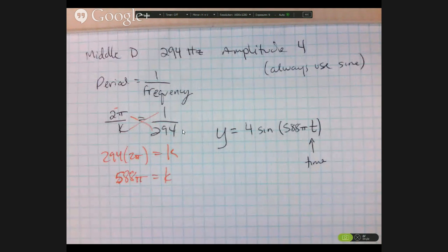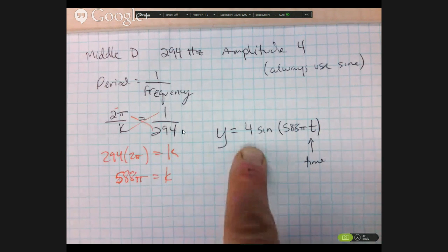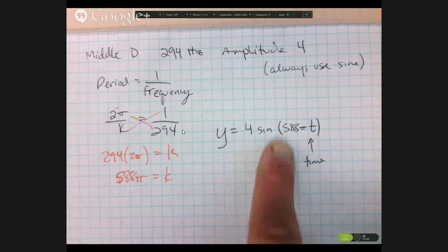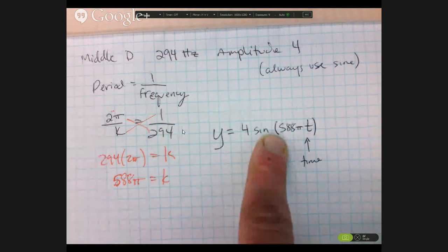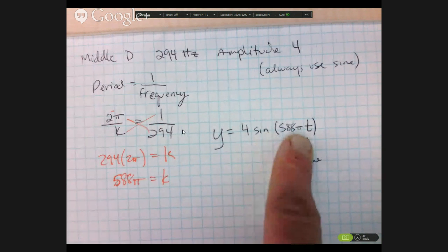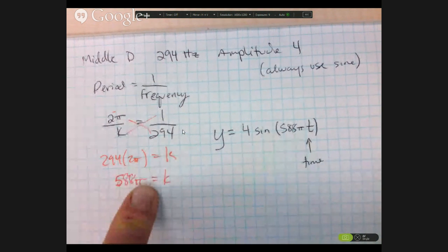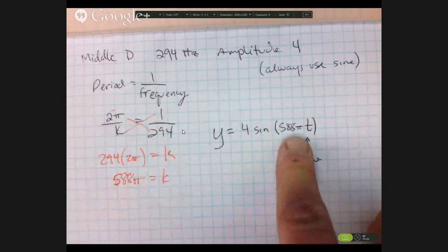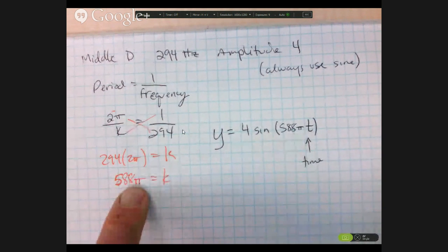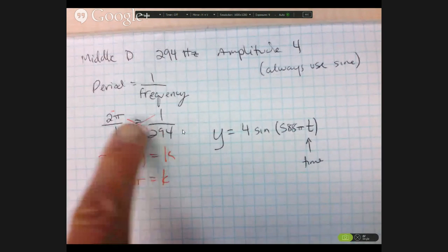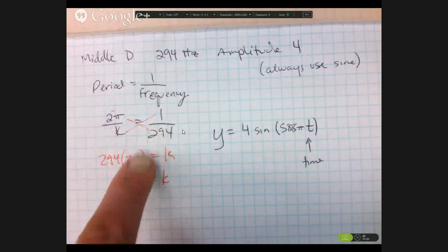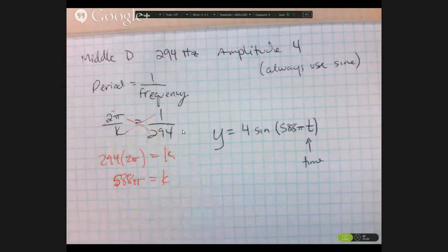Where did you get that function? We made it up. I just pulled it out of thin air. Okay, 4 is your amplitude, right? We use sine for sound waves. The 588 pi comes from calculating k, because it's k right there. So you use the frequency and the period formula to calculate k.